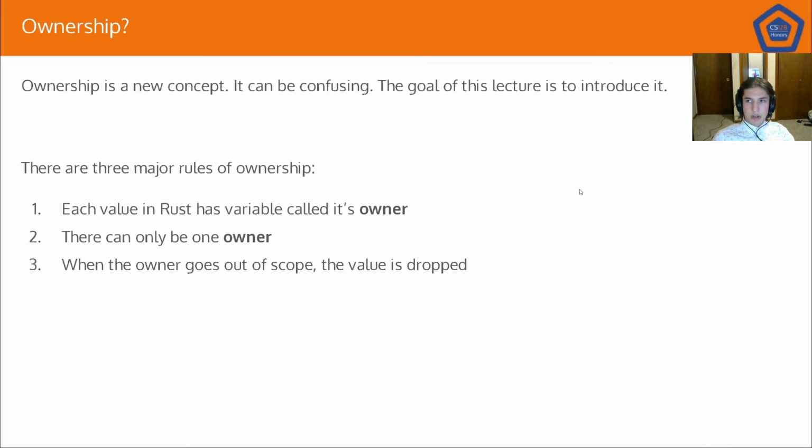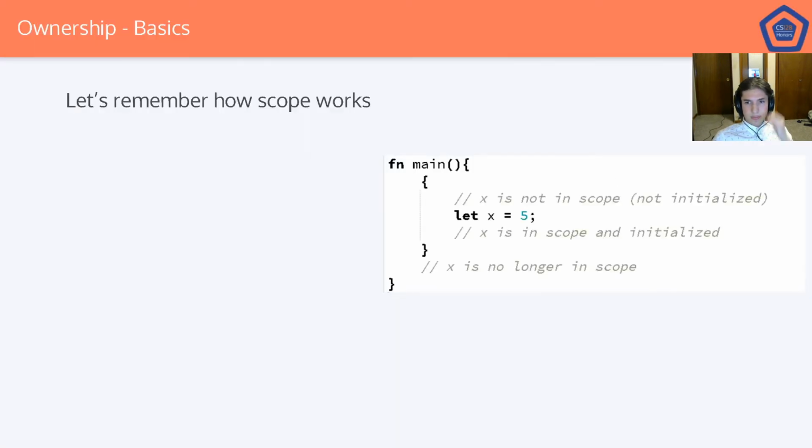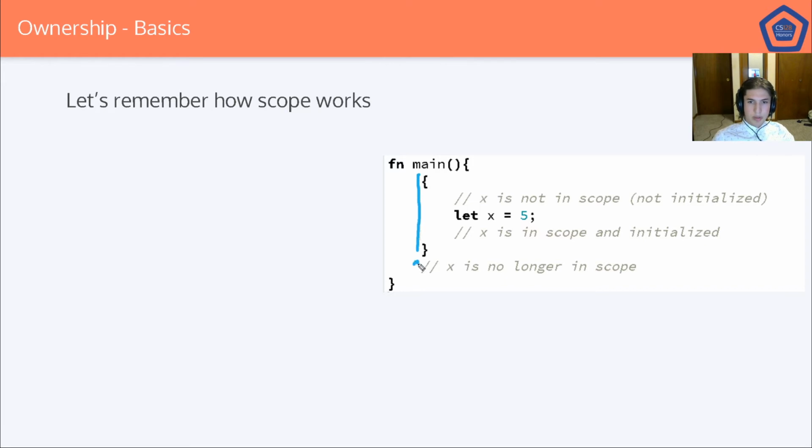Okay, so let's look at a code example. Let's recall how scope works. We'll artificially create a new level of scope with these curly braces here. We'll call this scope level 1, and we'll call this scope level 0. We can analyze at a couple of different points the status of x. Obviously, any time before we initialize x, x is not in scope because it's not initialized. The moment after we initialize x, it is in scope, so right here, meaning we have access to x, this lives somewhere in memory, and we can use it.